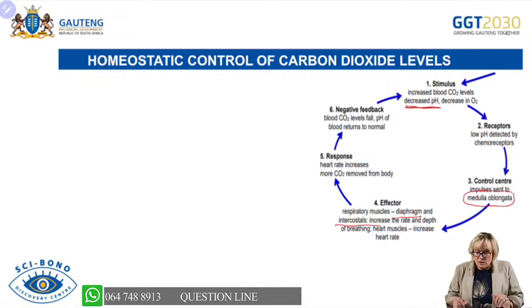And then your heart muscles will also receive an impulse to say, you better start working faster. So your heartbeat will increase, you will start breathing much faster, so that it's possible for you to take in more oxygen and get rid of the excess CO2. So the heart rate will increase, more CO2 is removed from the body, and then the negative feedback is the blood CO2 levels fall, so the pH will return to normal. All right. So once again, remember those 7 steps that we started off with when we asked how a negative feedback mechanism works. You have to apply it here as well.